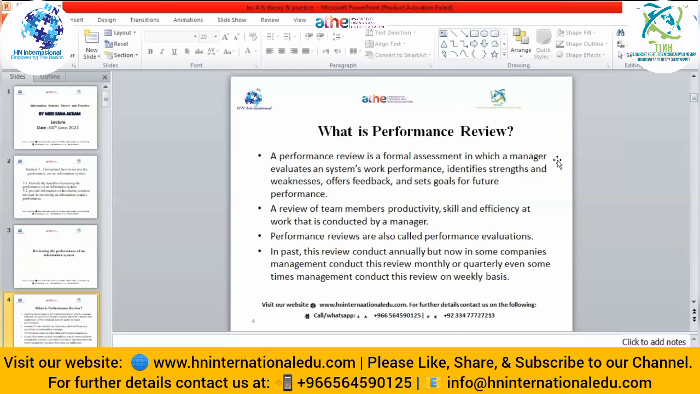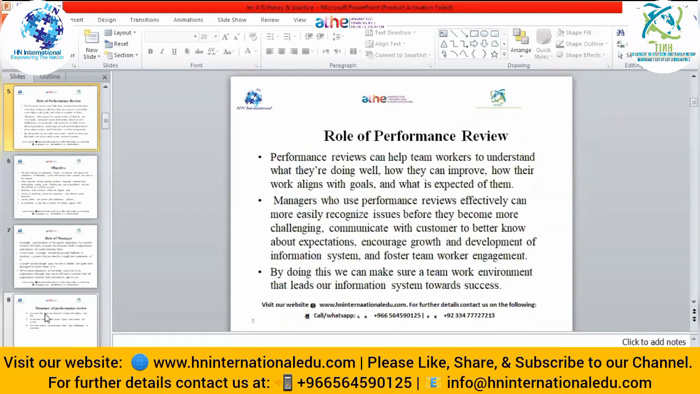In previous times, that review was after 1 year or 2 years, on an annual basis, but nowadays we can conduct that review after a week, after a month, or after 2 or 3 months. That depends on the team as well as on the manager. Now, what is the role of performance review? Which things will we analyze during the performance review?